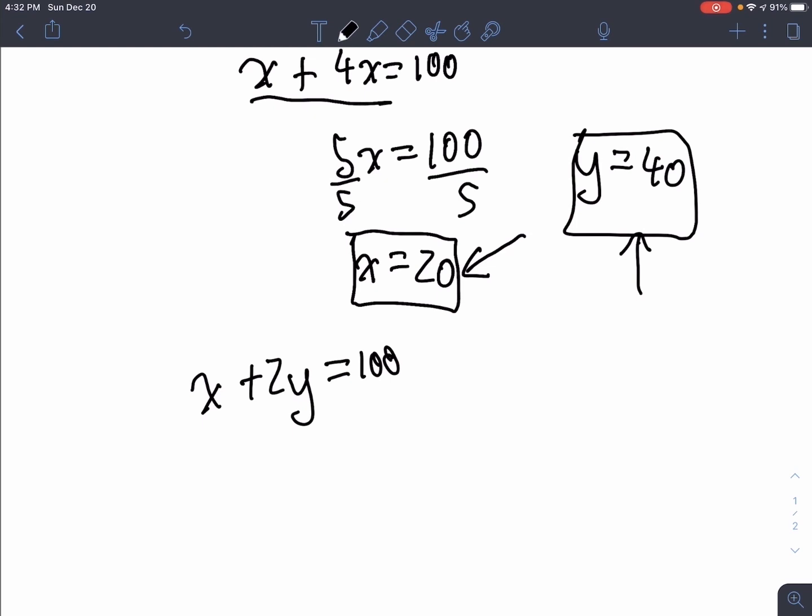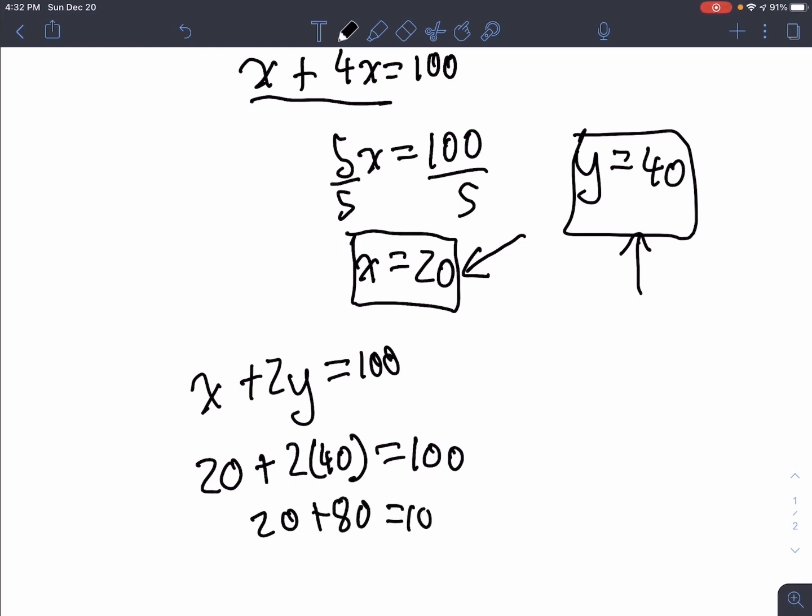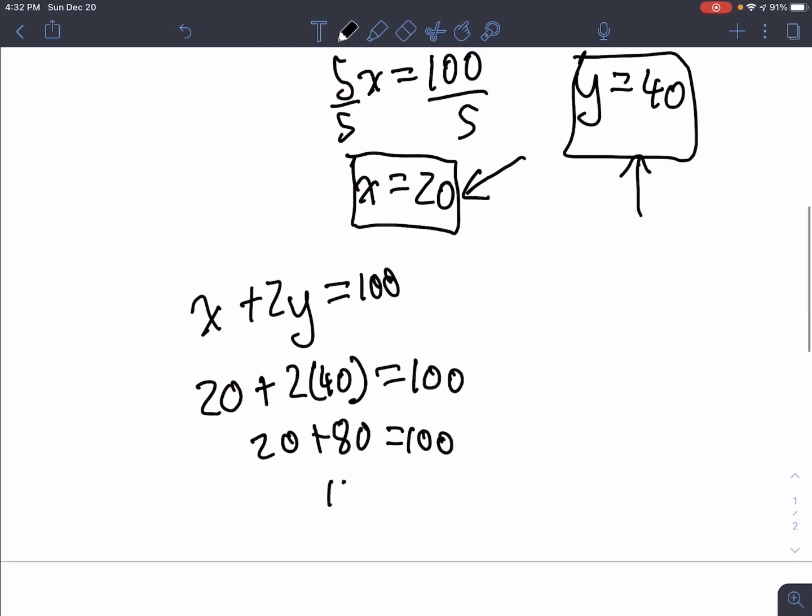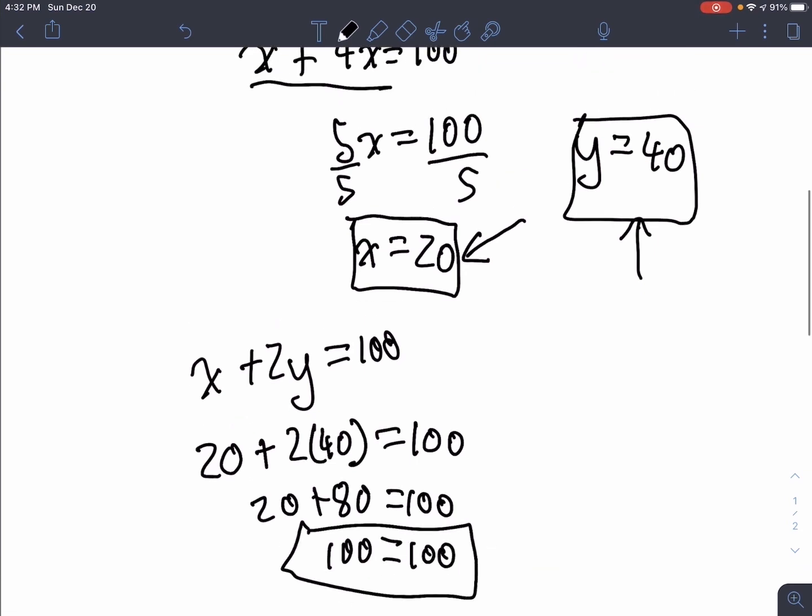So we substitute both values. x is 20 plus 2 times y, which is 40, equals 100. Let's see if that's true. 2 times 40 is 80. So 20 plus 80 equals 100, and 20 plus 80 is 100. So 100 equals 100. Now, since this is a true statement, we know that x is equal to 20 and y is equal to 40 is the correct solution. That's how we use the substitution method.